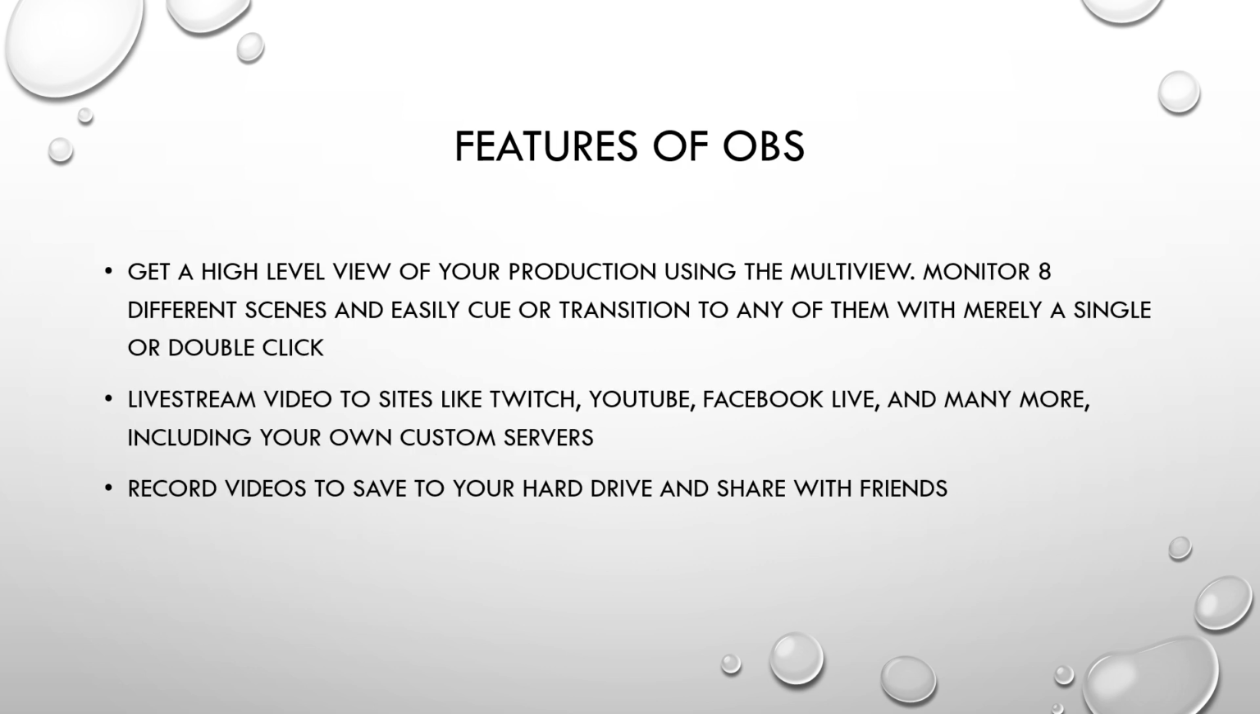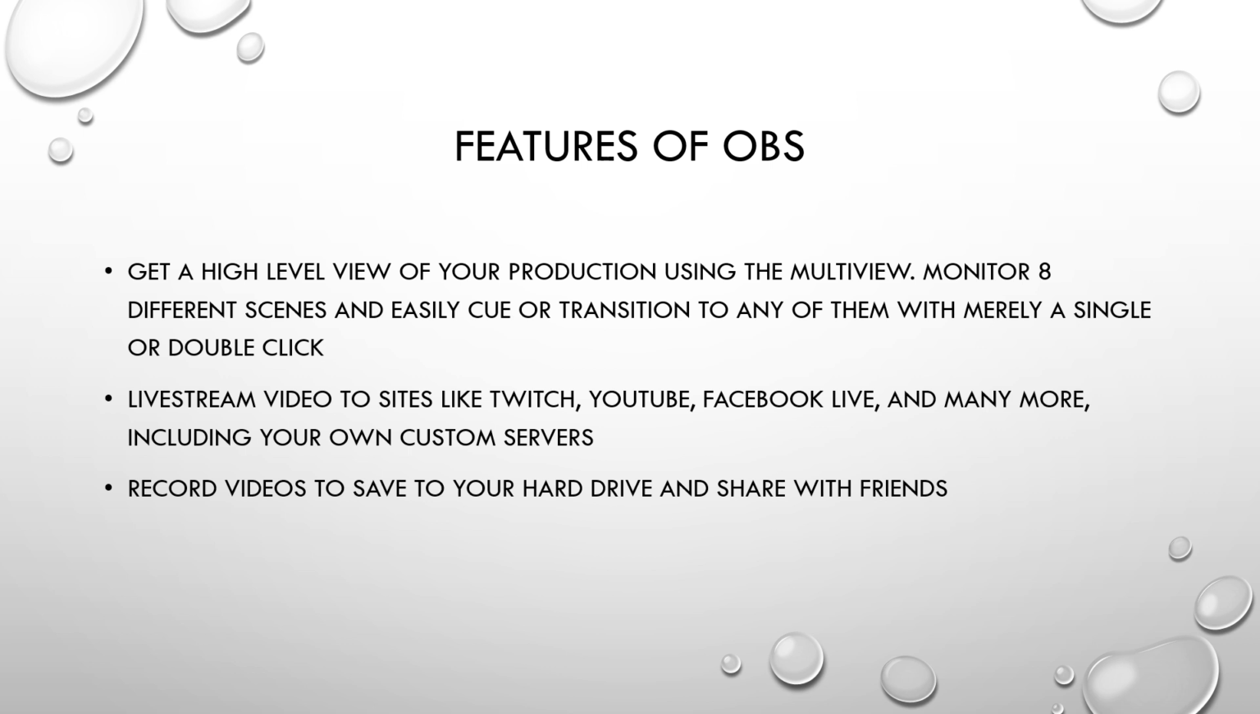So now there are some features that you can get in OBS. Some of the features is that you have a high level view of production using multi-view. Multi-view is one of the features in OBS where you can have multiple cameras. You can have like 5 or 10 cameras. You can monitor them differently. You can monitor 8 different scenes and easily queue or transition to any of them with a single click or double click.